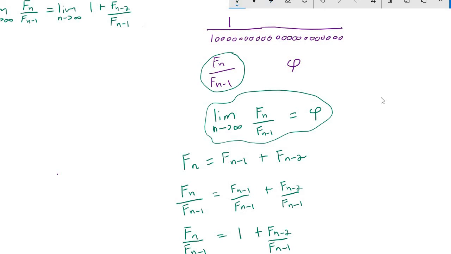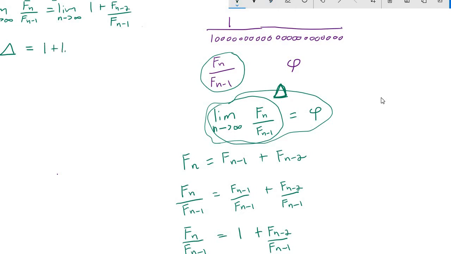So I'm going to call this expression here, the limit of f_n over f_{n-1}, I'm going to call this delta. I'm going to use the Greek letter delta. So this side right here is, by definition, this thing I just called delta. Now the limit of 1 plus f_{n-2} over f_{n-1}, I can pull this 1 out in front here, and that can just come outside the limit.